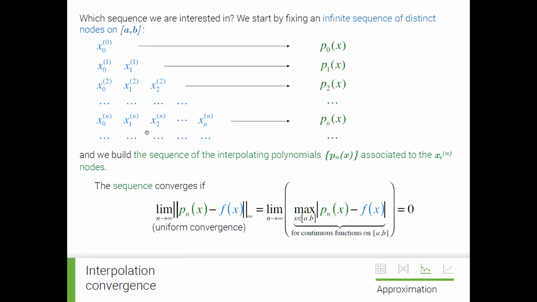From the definition, the sequence converges uniformly if the limit as n tends to infinity of the uniform norm of p_n of x minus f of x equals the limit of the maximum value of p_n of x minus f of x, and it equals 0. Only in this case does the sequence p_n of x converge.